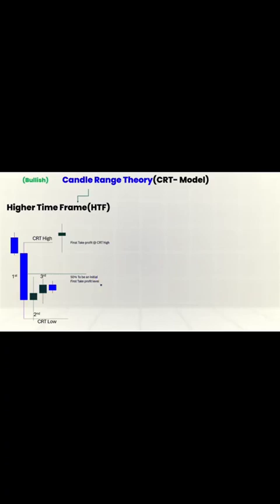Here, the 50% level can be used as the initial take profit target. The final CRT high would be your main take profit, the ultimate target. But guys, it doesn't always play out like this. You can't just enter here and expect the market to move directly to this level. Otherwise, you'll take a small 1% move while the market ends up moving more than 100%.